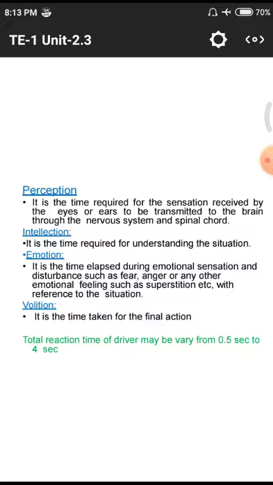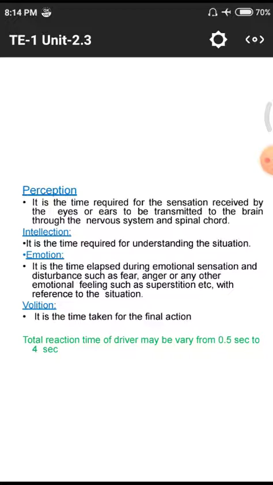The next one is emotion controlling. It is the time elapsed during the emotional sensation. That means if we have fear while observing those vehicles, we need to face that fear. We have different kinds of emotions depending upon our mindset. If the driver has a huge amount of experience, they may not have any fear or other problem, because they know how to handle that situation.